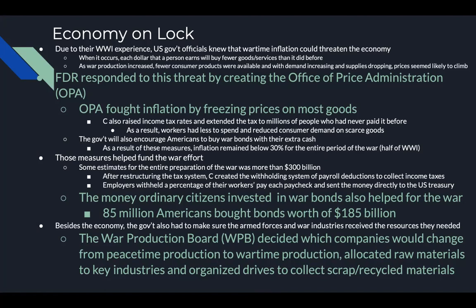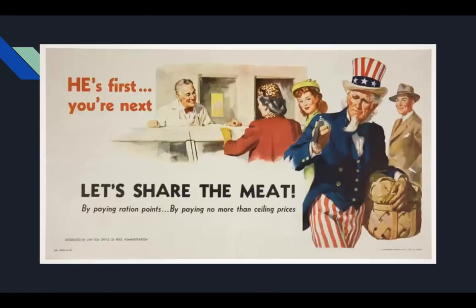Besides the economy, the government also had to make sure the armed forces and war industries received the resources they needed. The War Production Board decided which companies would change from peacetime production to wartime production, allocating raw materials to key industries and organizing drives to collect scrap and recycled materials.